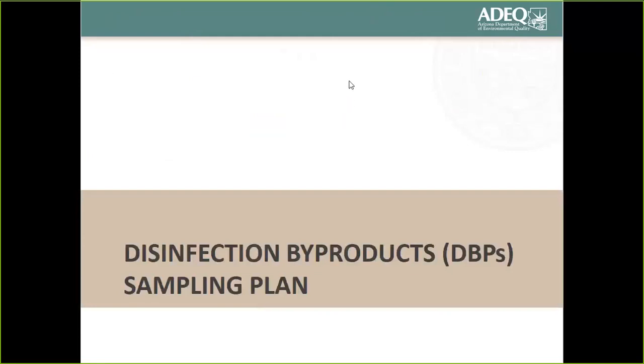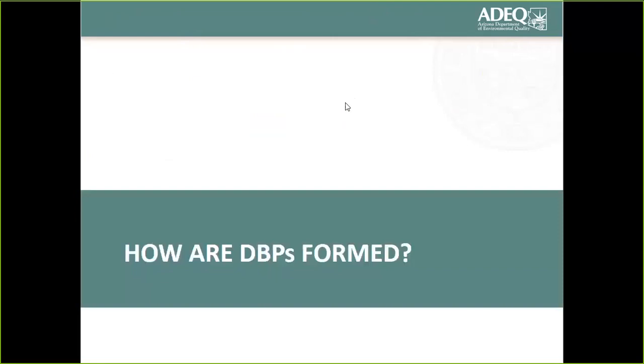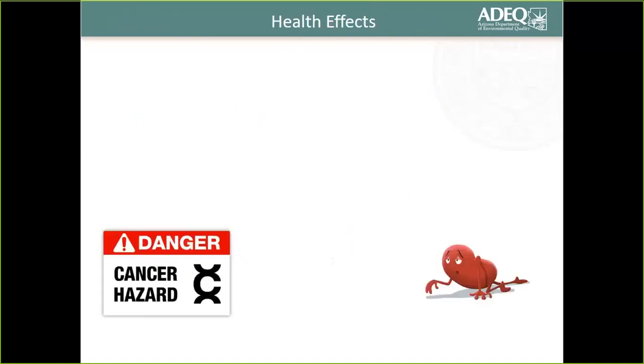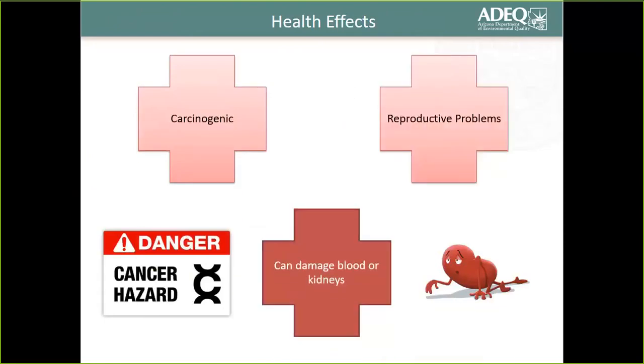The next plan that we're going to go over is the disinfection byproduct sampling plan. So to start with, we'll just start with how DBPs are formed, and this is a very high level, very simple explanation. So when chlorine reacts with organic matter, it produces disinfection byproducts, and then time, temperature, and pH can affect the concentration. So some of the health effects of DBPs or disinfection byproducts, they can cause cancer. They can affect your reproductive system or cause reproductive problems, and they can also damage your kidney or blood.